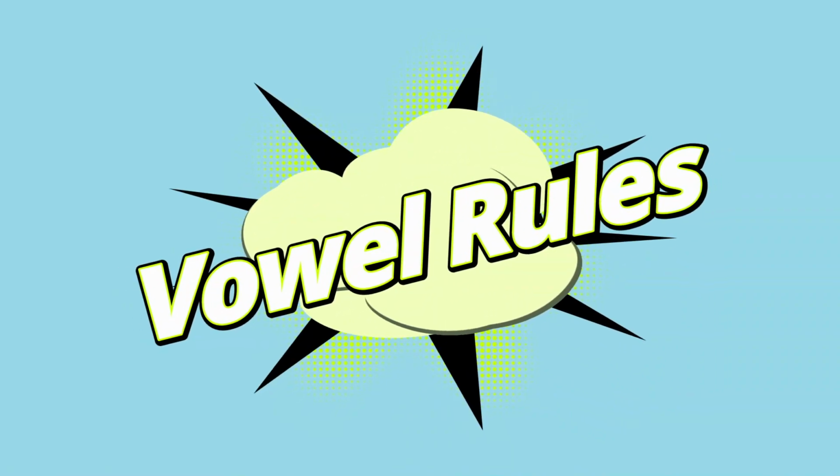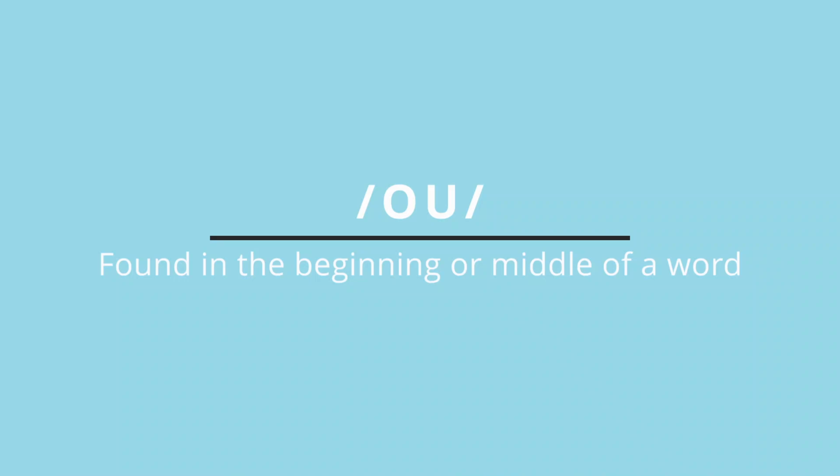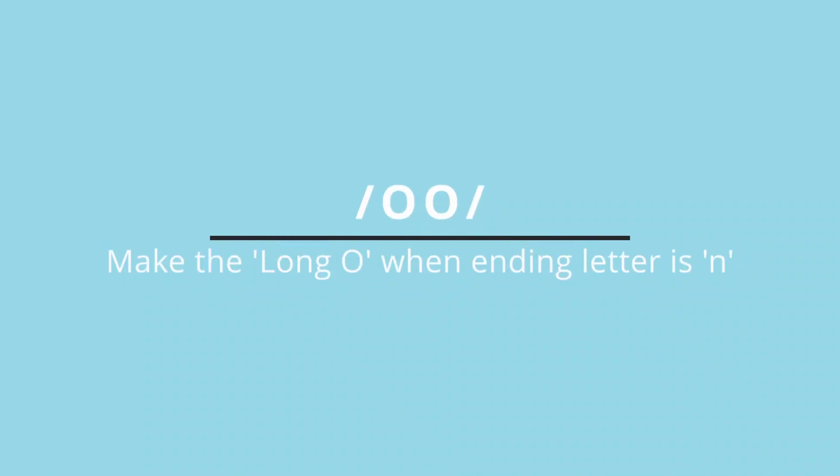Some of the vowel teams we learned today are O and U, making the sound ow. When you see an O and a U right next to each other, it's usually in the middle or the beginning of a word, and they make the sound ow. Two O's right next to each other make the sound ooh if the word ends in an N. Spoon, moon.